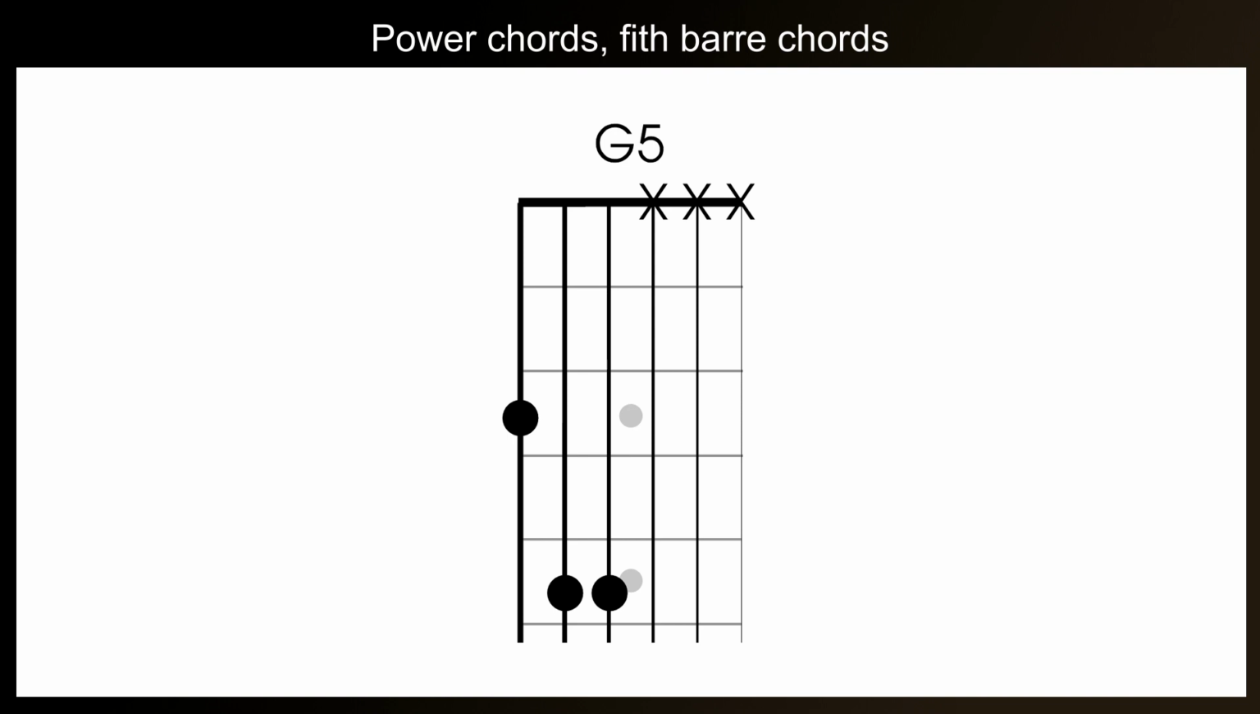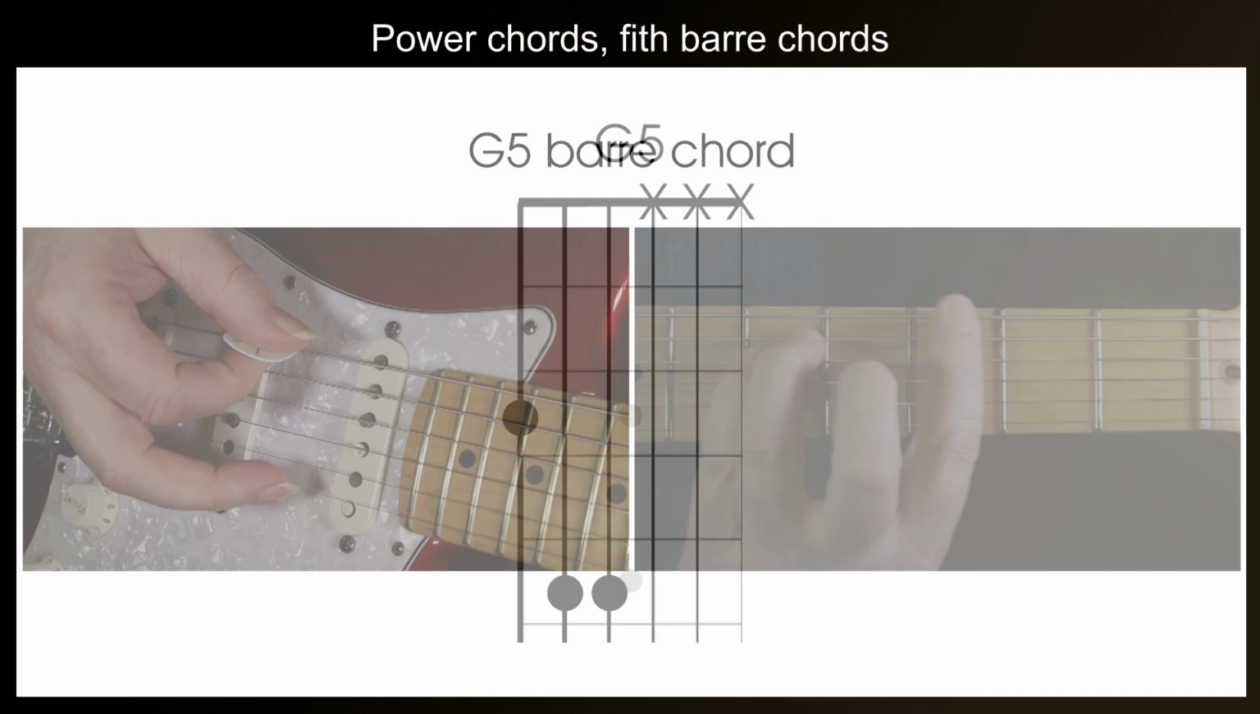If we add the third, which is what we would do to play a major or a minor chord, the frequency of the third works against the other two notes in the chord and therefore reduces the power of it. So if you're looking for a good, powerful, rock sounding chord, the fifth chord is the one to choose.